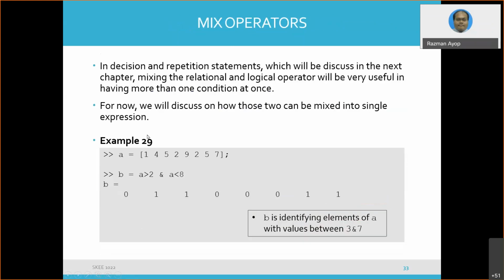Okay, how about mixed operation? If you have a mixed operation, something like this, if NOT, you have to do the NOT operation first. Something like this. Okay.